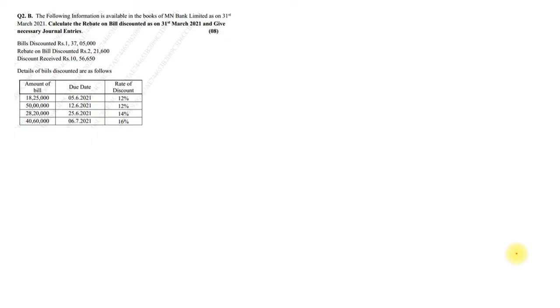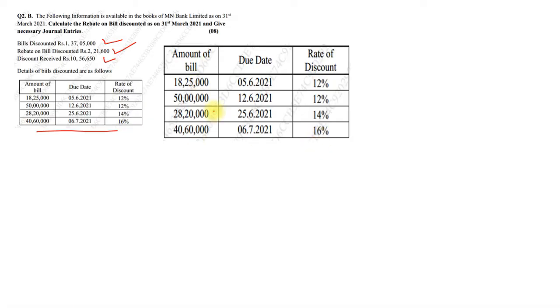They have given you some values in the question: bills discounted value, rebate on bills discounted, and discount received value. And then they are giving you details of bills discounted as follows: amount of bill, due date, and rate of discount. Now very simple. When such a sum is given, first you note down the columns that they have given us: amount of bill, due date, rate of discount.